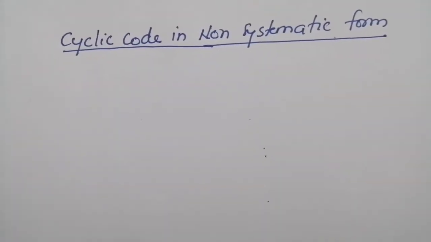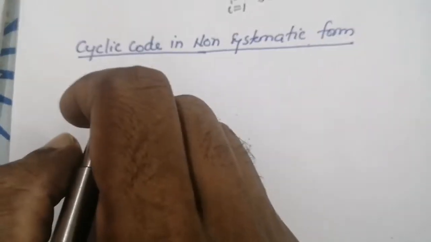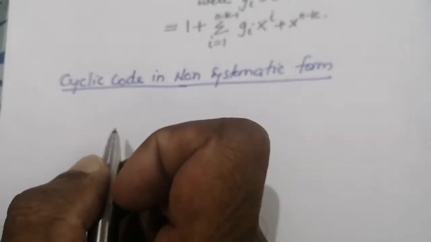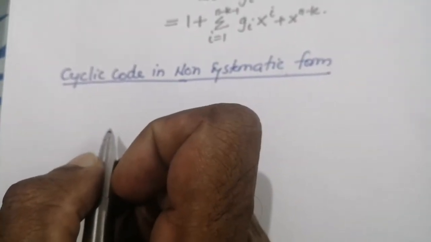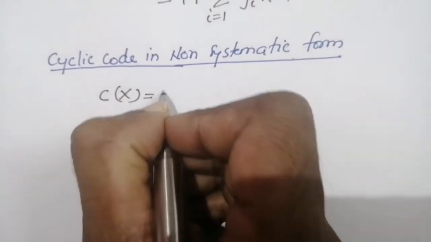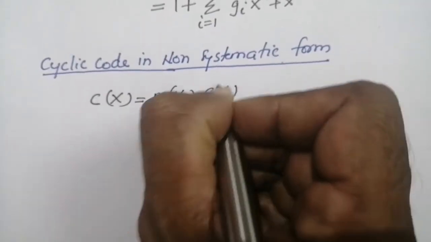Now we need to generate cyclic codes in non-systematic form. The cyclic code in non-systematic form is obtained by multiplying the message polynomial with the generator polynomial. That is, c of x equal to m of x multiplied by g of x.